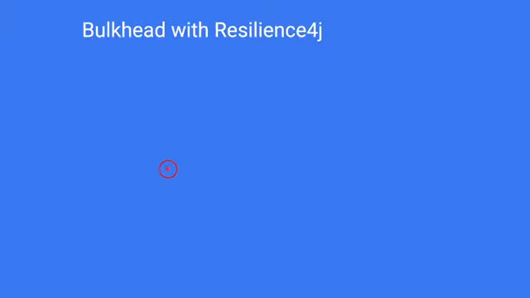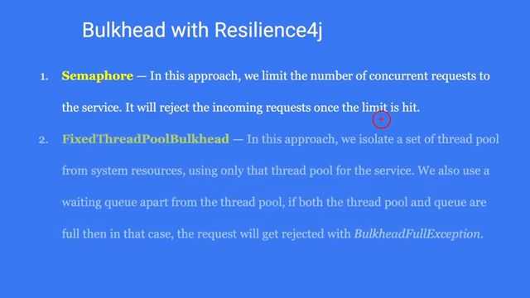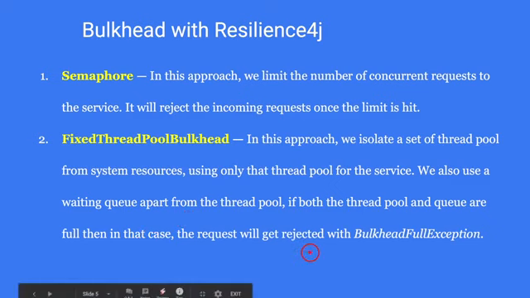If you want to use Resilience4j with the bulkhead, there are two types. One is semaphore. In the semaphore approach, we limit the number of concurrent requests to the service, and it will reject incoming requests once the limit is hit. Coming to the fixed thread pool bulkhead, in this approach we isolate a set of threads from the system resources, using only that thread pool for the service. We also use a waiting queue apart from the thread pool. If both the thread pool and the queue are full, only then will the request be rejected with a bulkhead full exception. I'm going to implement these two approaches practically.